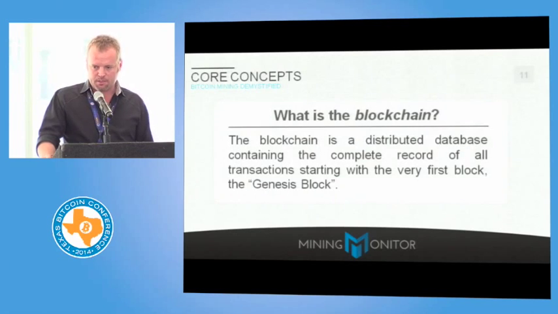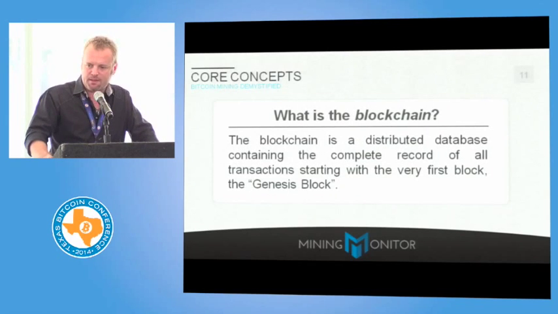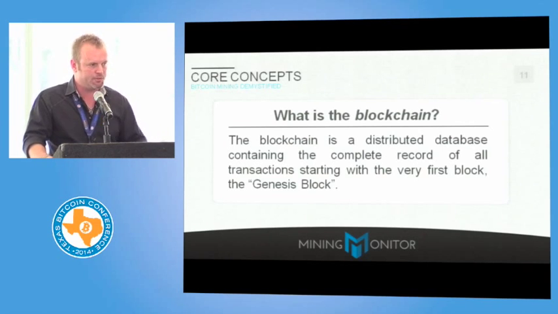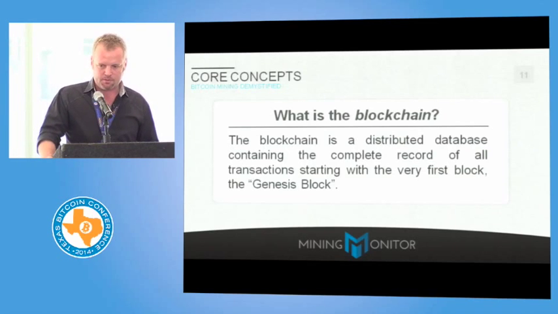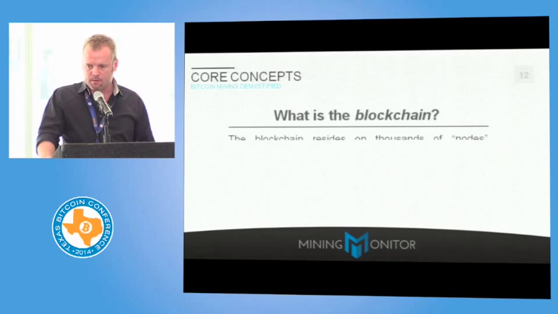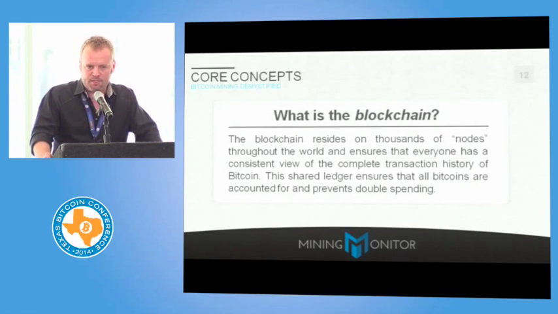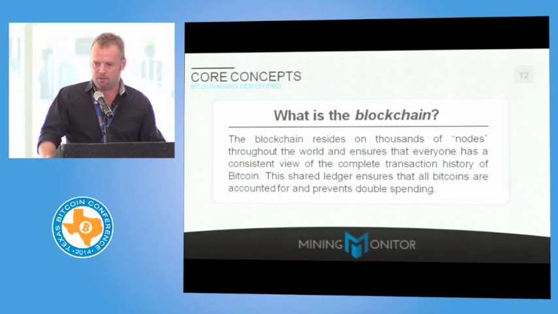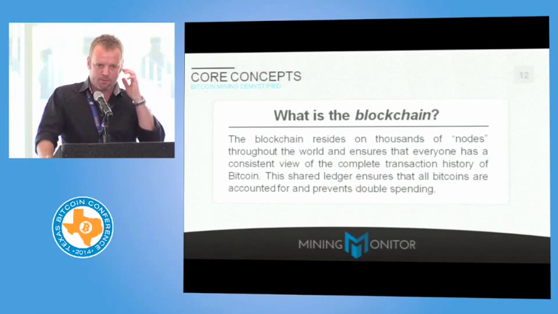So the blockchain is a distributed database containing the complete record of all the transactions starting with the very first block, the Genesis block, which was the first 50 Bitcoins that Satoshi Nakamoto mined and got this whole thing started. The blockchain resides on thousands of nodes throughout the world and ensures that everyone has a consistent view of the complete transaction history of Bitcoin. The shared ledger ensures that all Bitcoins are accounted for and prevents double spending.